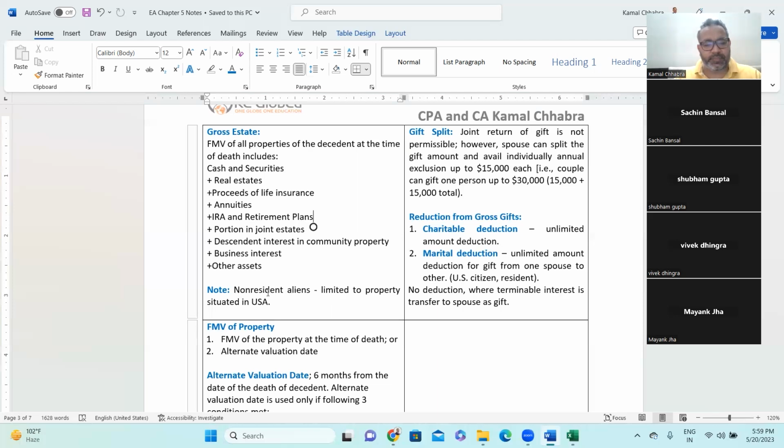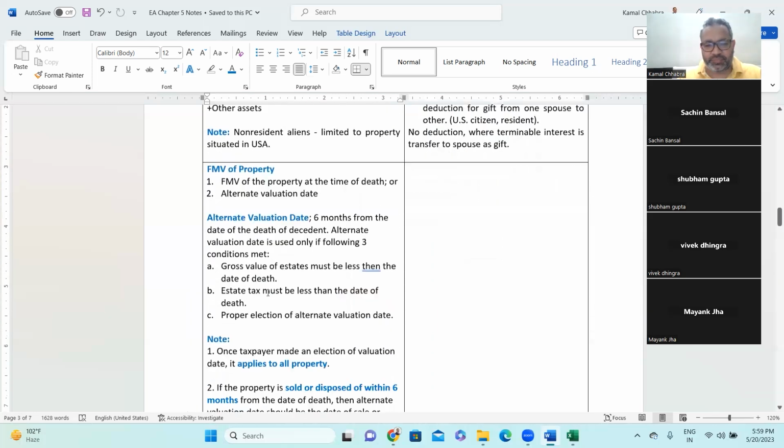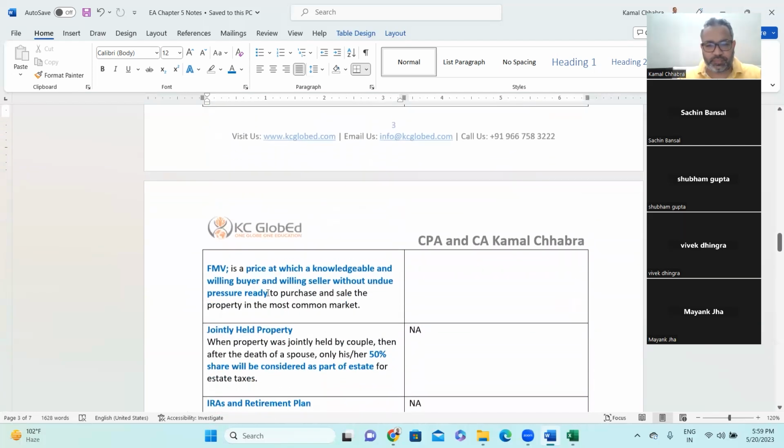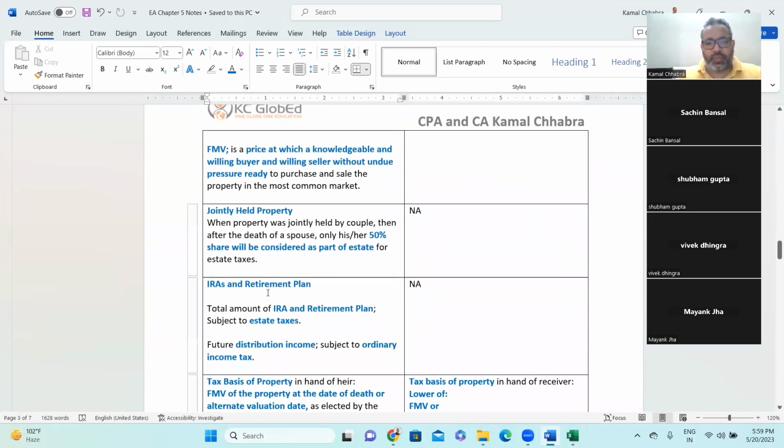Make sense? और गिफ्ट के केस में तो सर नुकसान नहीं होगा, क्योंकि जॉइंट रिटर्न तो भर ही नहीं सकते. No, in case of gift, the return filing date is the same, 15th April. We are coming to that.